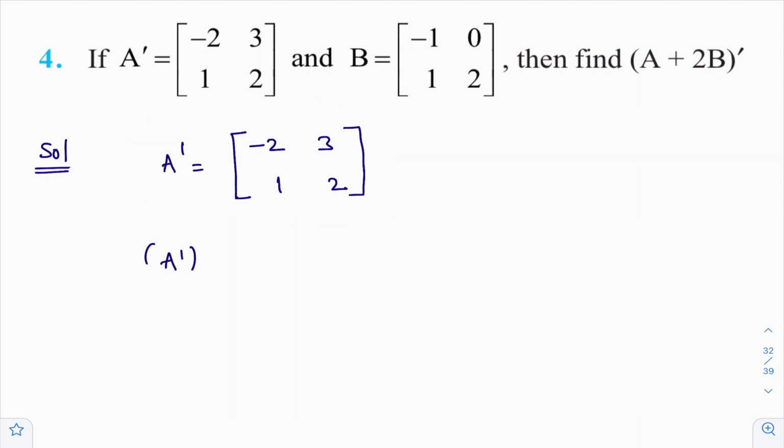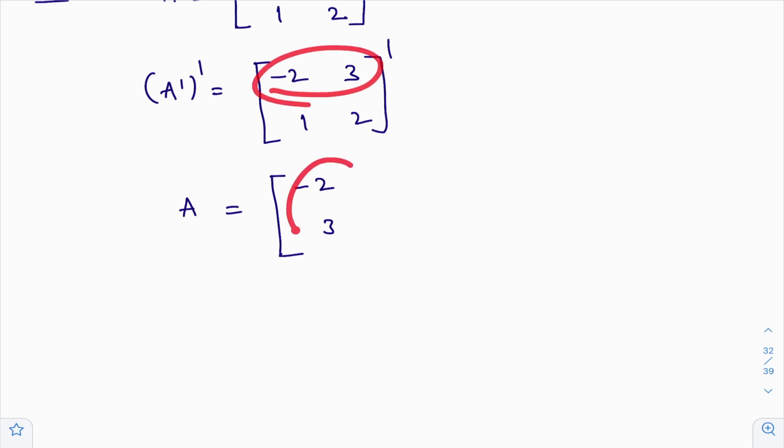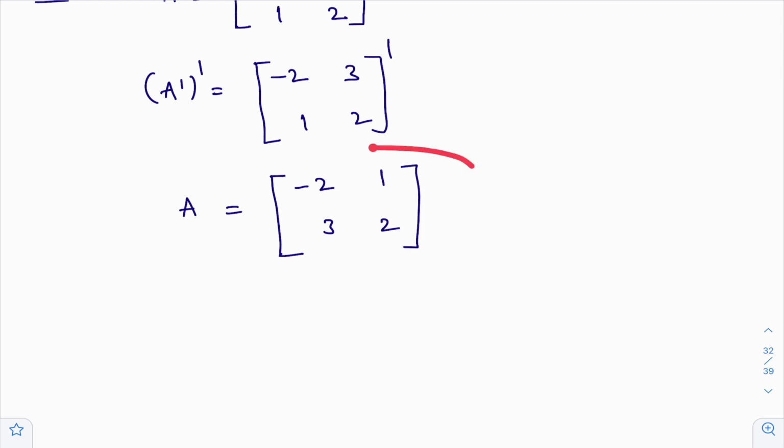Okay, A dash whole dash equal to minus 2, 3, 1, 2. Transpose. A dash whole dash is what? We learn from properties of a transpose of a matrix, A dash whole dash equal to A. And transpose of this matrix, how to write? Very simple. You write first row as first column. Minus 2, 3 is the first row, you write it as the first column. Now here the second row, write it as the second column. Okay, so now we got the matrix A.